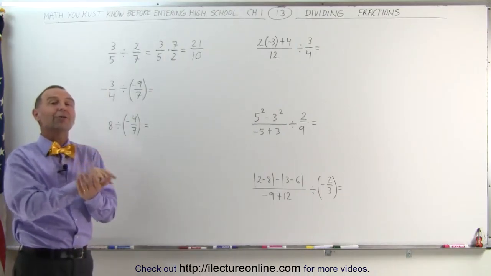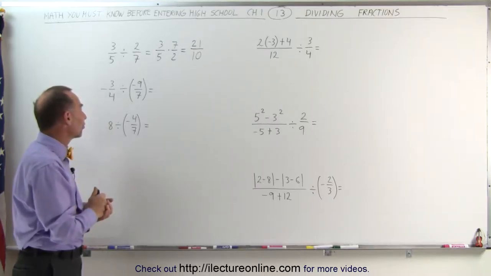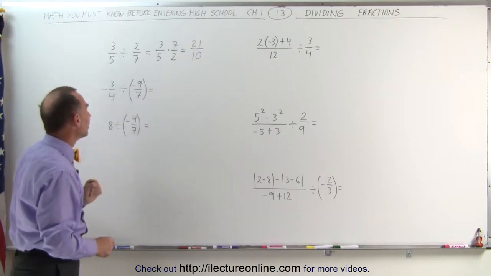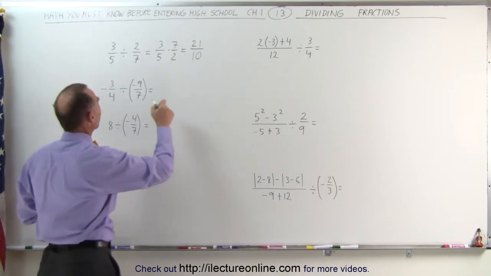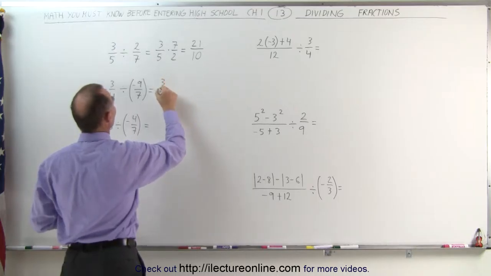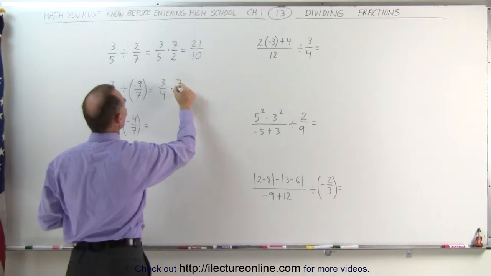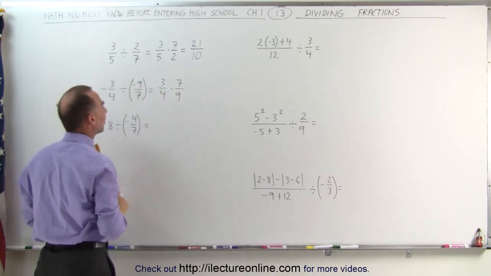If there's an odd number of negative signs, the answer is negative. An even number of negative signs, the answer is positive. Since there are two negative signs here, the answer will indeed be positive. So we can just ignore the negative signs. And this we can now write as 3 divided by 4 multiplied times the inverse of that, which is 7 divided by 9. Notice that the negative times the negative gives me a positive.